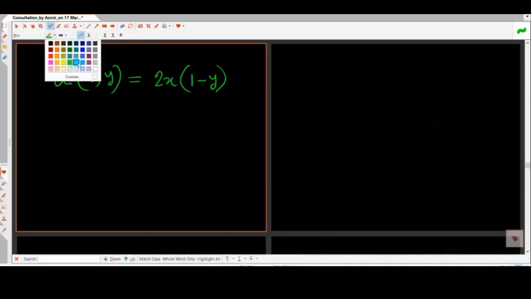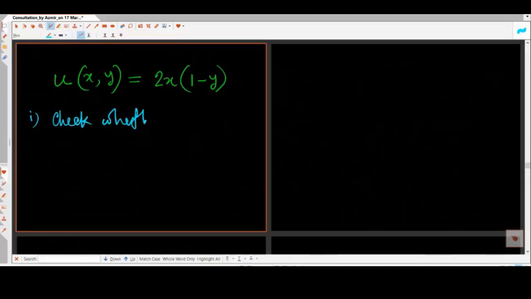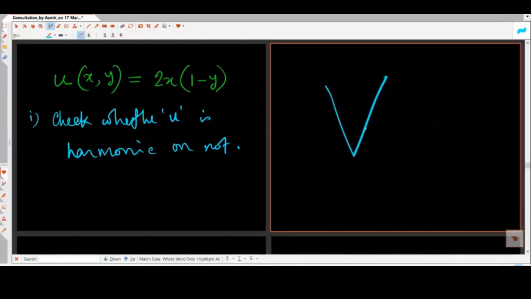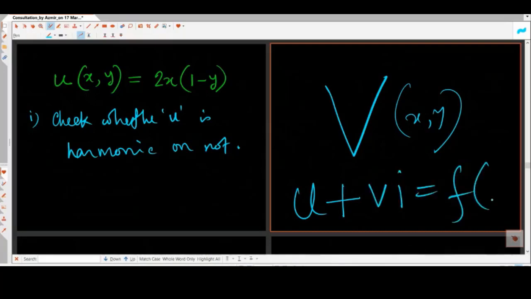So we have this function. Our first target is to check whether u is harmonic or not. If anyhow we can prove that u is harmonic, then it is a must that there will be v of x comma y. And then finally, if we add u plus vi, we will get the main function back, f of z. So this is our target.